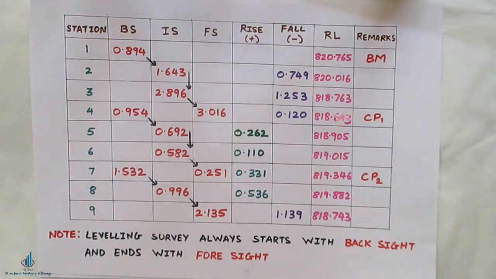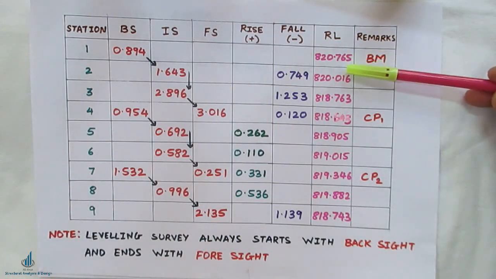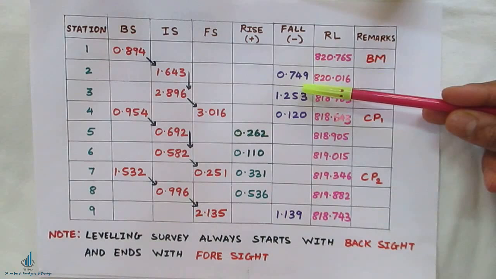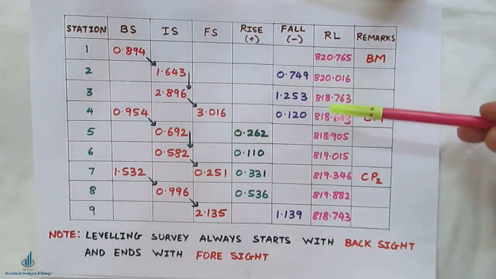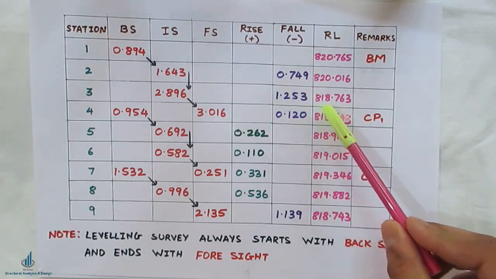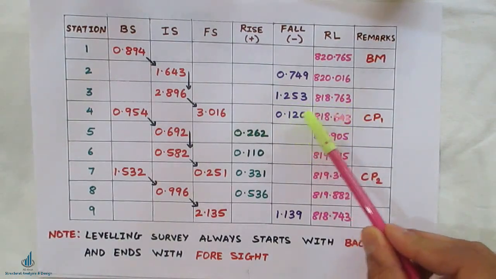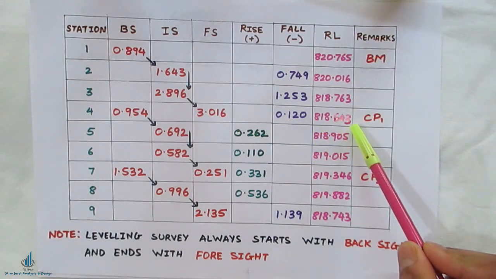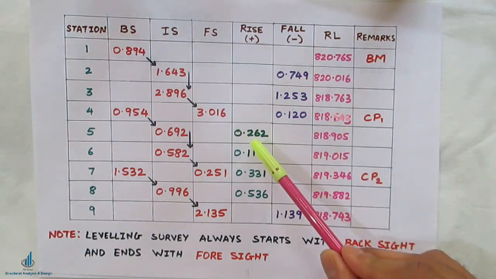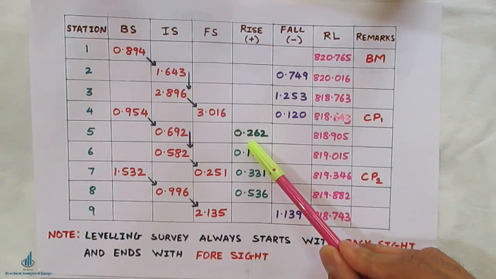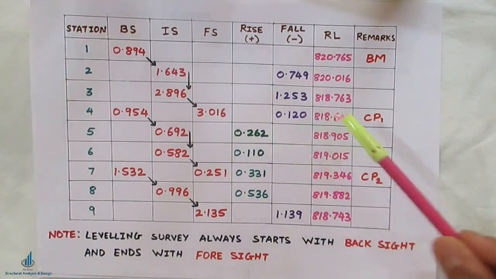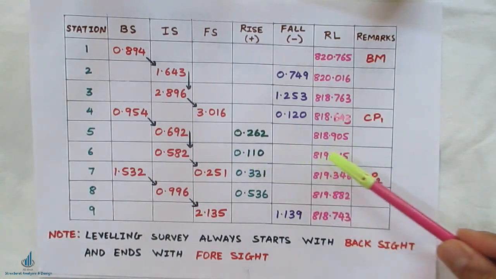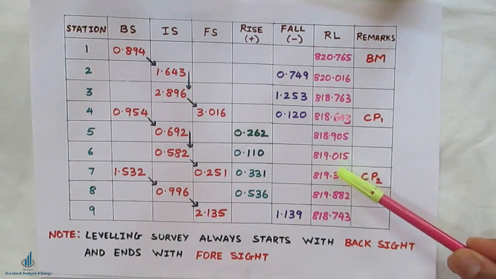Okay, so in this problem the first RL was given, that is 820.765. Fall means obviously you have to subtract: 820.765 minus 0.749 gives 820.016. 820.016 minus 1.253 gives 818.763. 818.763 minus 0.120 gives 818.643. So this value you have to take, 818.643. Then the next value is a rise value, so you have to add 0.262, and you will get 818.905. Similarly this RL plus 0.110, next RL, and similarly it follows on.